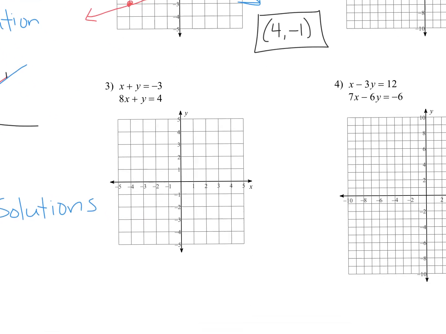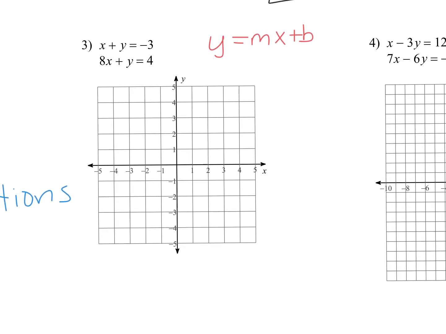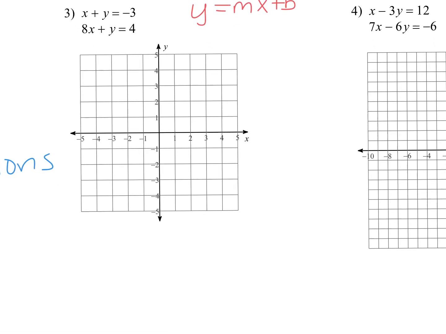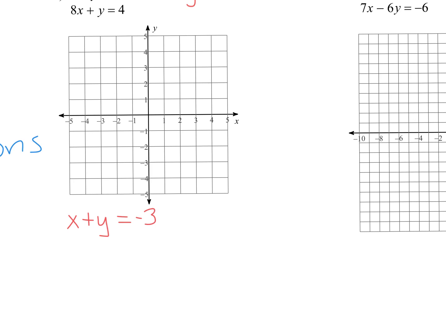Number 3, are these in the correct form? No. Remember, the form that we wanted in is y equals mx plus b. So are either of them in the form? No. So we need to move them. We want to get y by itself. This is the first equation. How do I want to move it? Subtract x on both sides. So then we have y equals -x minus 3. Is that in the correct form? Yes.